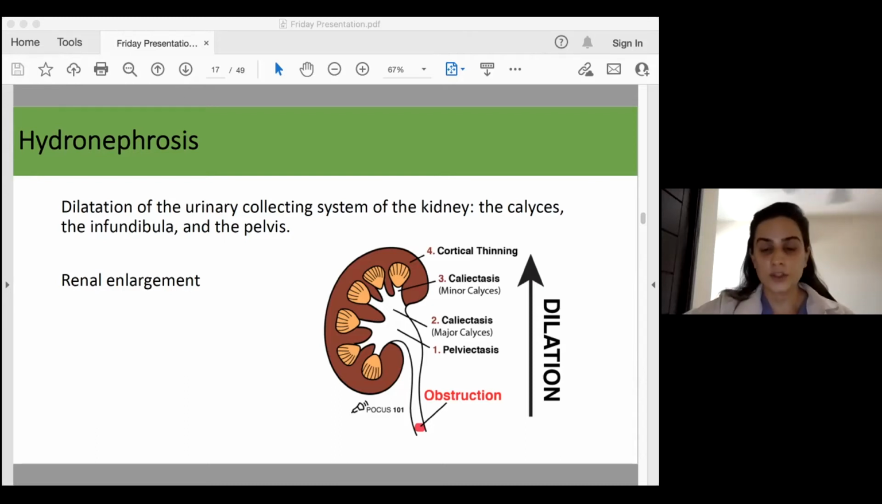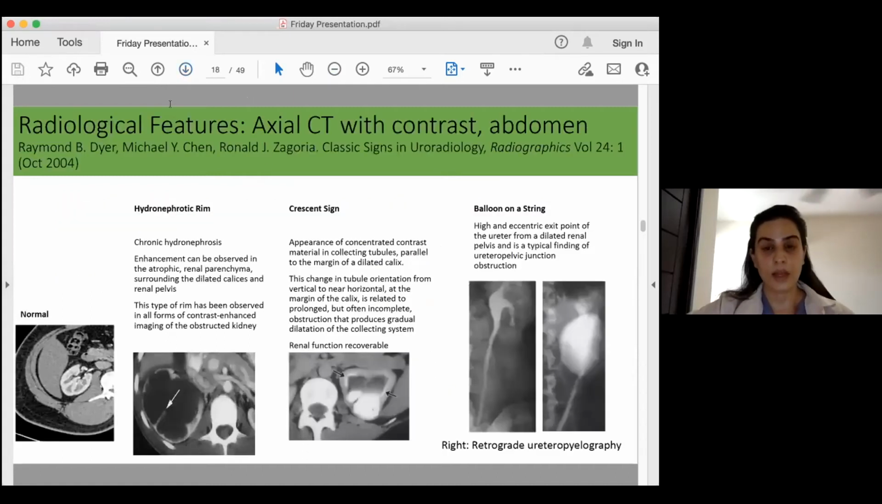And if not treated or addressed in an opportune fashion, it can cause a loss of renal tissue that can be irreversible. In hydronephrosis, you will often see the kidneys being large with cortical thinning, as well as some radiological signs. So there was an article that I found about its classical signs in neuroradiology.